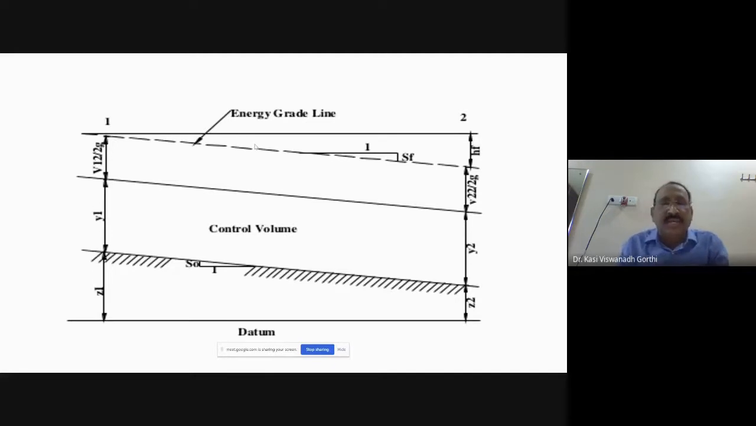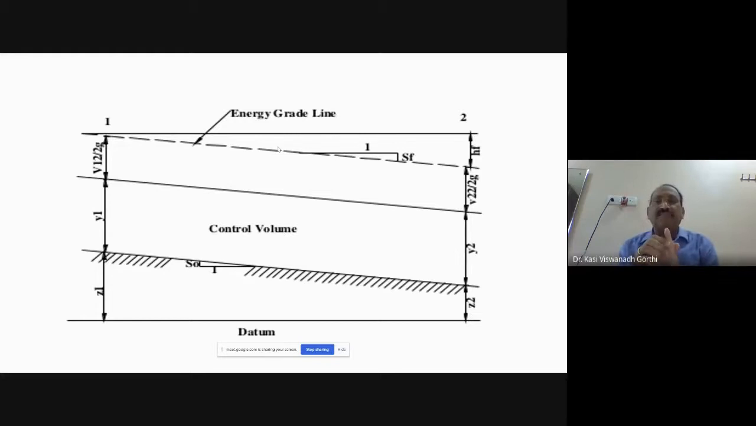In other words, the slope of the channel bed is equal to the slope of the water surface, which is equal to the slope of the total energy line. This is the third important feature of the uniform flow. Three features that we have identified.